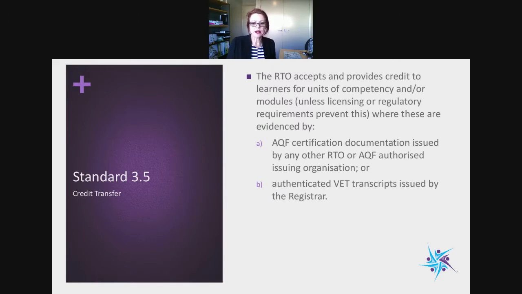So the rights are within the standards that an RTO must offer credit transfer and recognise qualifications from other nationally recognised organisations. When you do a credit transfer, you need to authenticate the event transcripts issued by the registrar. So you need to ensure that the certificates that you are citing are a true and correct copy of the original document.